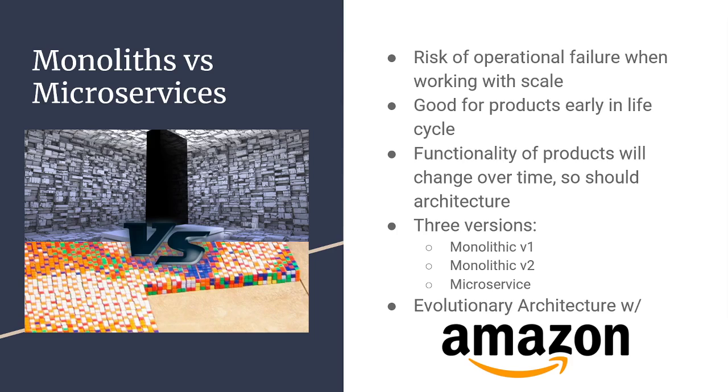The second is monolithic version 2, or sets of monolithic tiers: front-end presentation, application server, and database layer.